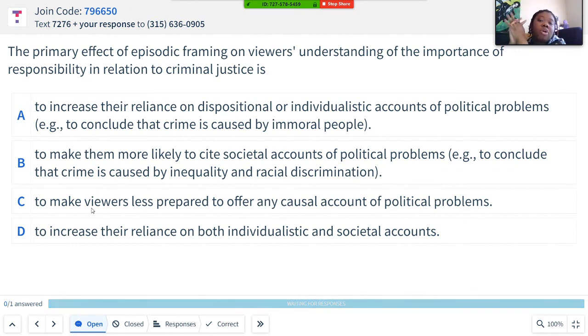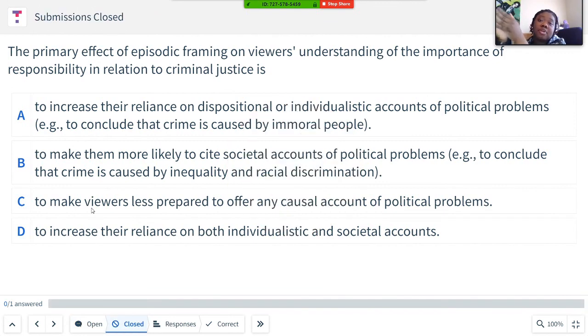Is it to make them more likely to cite societal accounts of political problems, i.e., to conclude that crime is caused by inequality and racial discrimination? Is it to make viewers less prepared to offer any causal account of political problems? Or is it to increase their reliance on both individualistic and societal accounts? So, of course, episodic framing, this one bad thing happened. They just talk about it, this one bad thing.